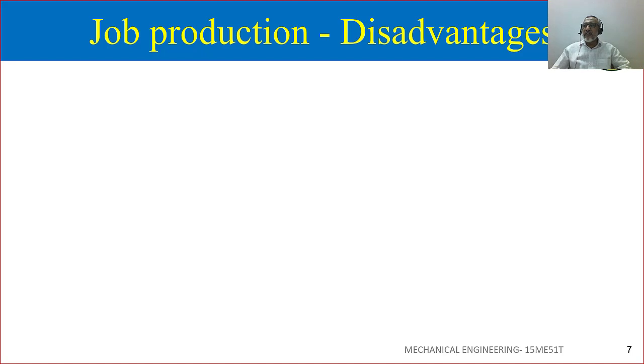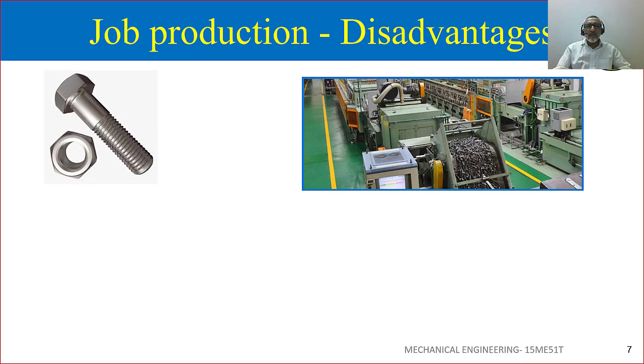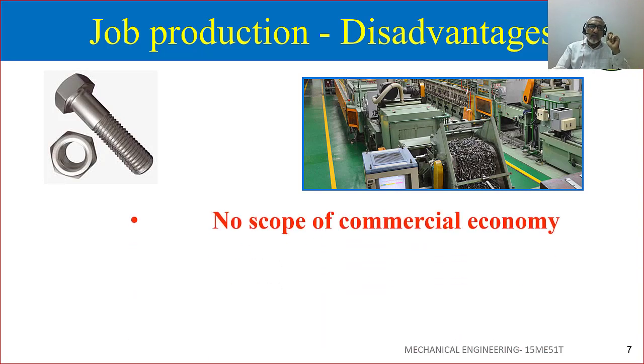Now let's come to the disadvantages of job production. There are a variety of drawbacks. One is that when we go for mass production, we will be producing huge quantities. In that case, the cost per unit of the product is going to be low. Here, we are not producing in huge quantities like this in job order production. We are producing individual items separately. So when you produce an individual item, the cost of production is going to be high.